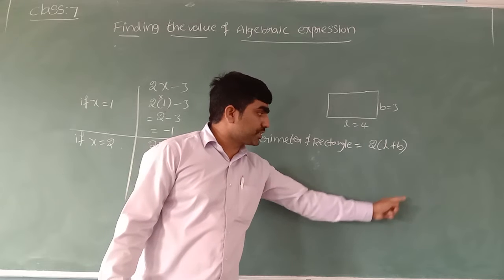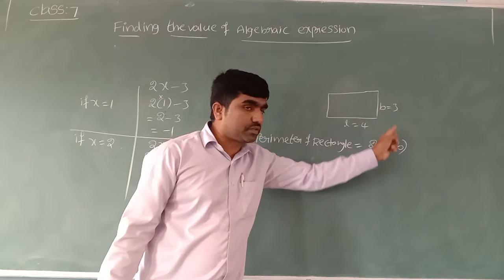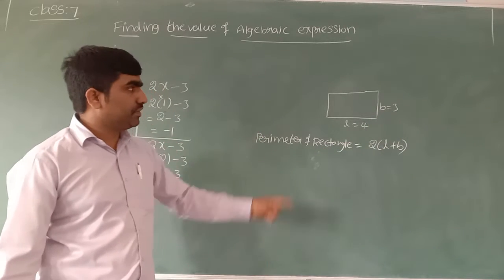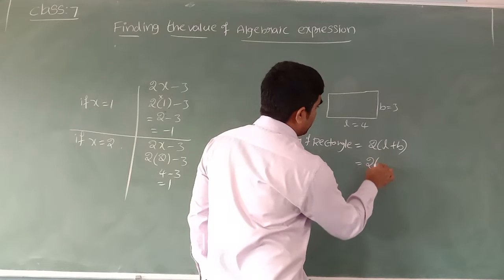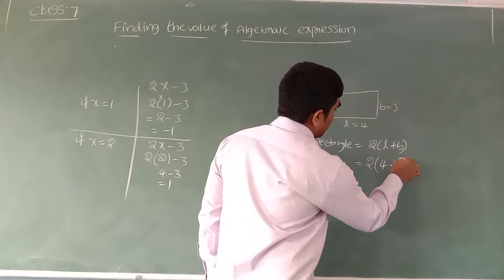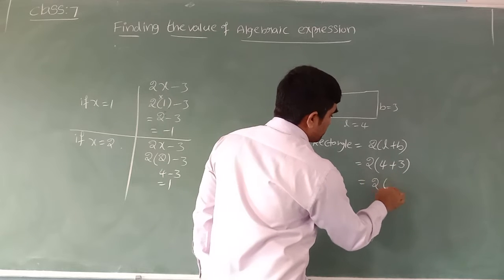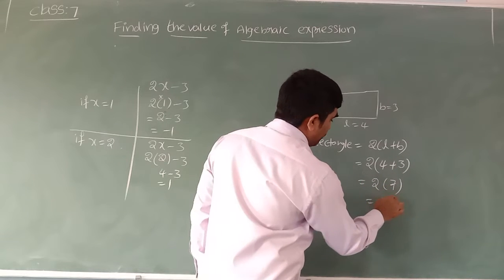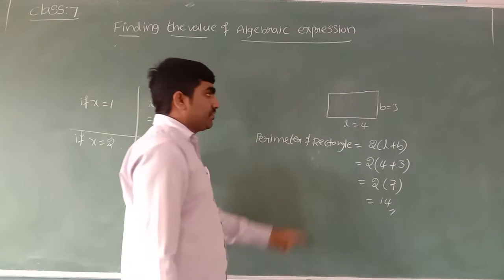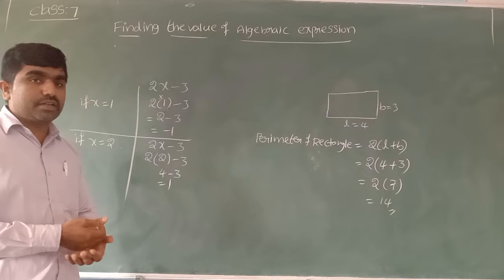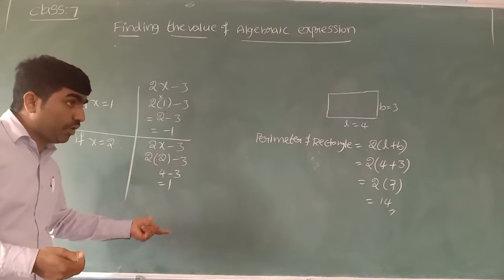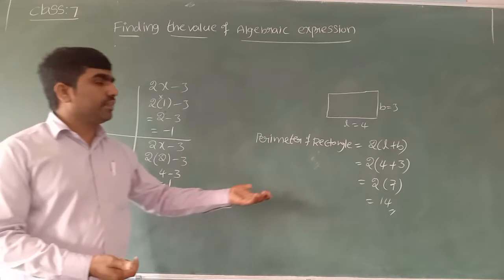The value of that expression at L equal to 4 and B equal to 3 gives the perimeter of the given rectangle. Substitute and see: it is equal to 2 into, in the place of L, 4 plus B, 3, which is 2 into 7, since 4 plus 3 is 7. 2 sevens are 14. Yes, the perimeter of this given figure is 14. So like that we can apply the concept of finding the value of an algebraic expression in formulas.